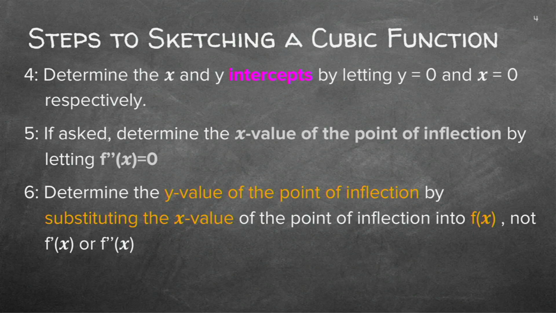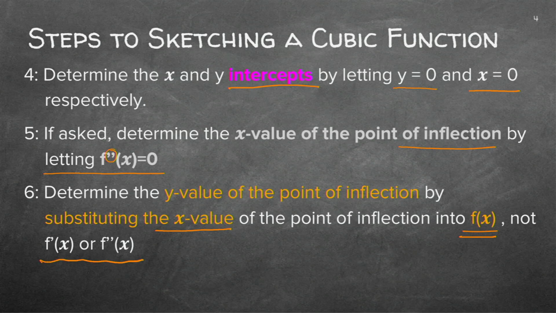Steps to sketching a cubic function. If we go to the next one, determine the x and the y intercepts by letting y equals 0 and x equals 0 respectively. If asked, determine the x value at the point of inflection by letting f''(x) equals 0, you'll see we'll derive it twice. Determine the y value of the point of inflection by substituting the x value of the point of inflection again into f(x) and not into the derivatives of f(x).